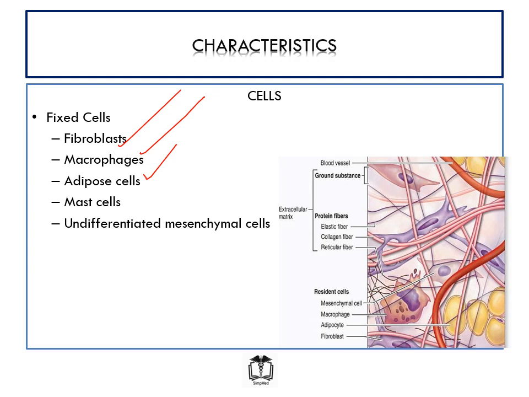Then we have mast cells. Mast cells are also immunologic cells found within tissue. And then we have undifferentiated mesenchymal cells, which are stem cells that tend to replenish every other cell within the connective tissue.